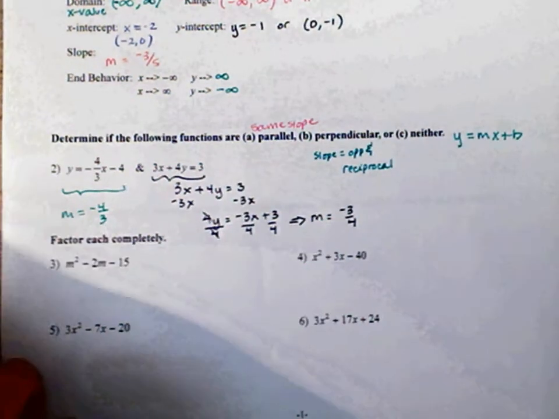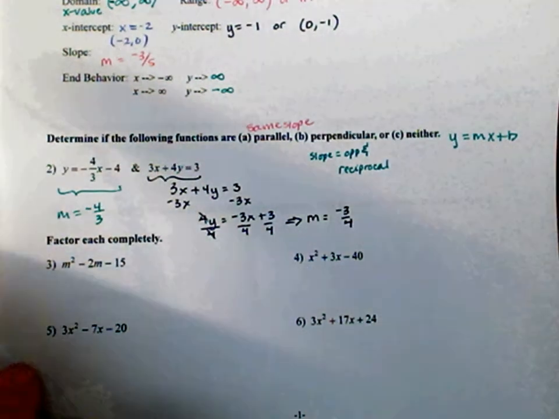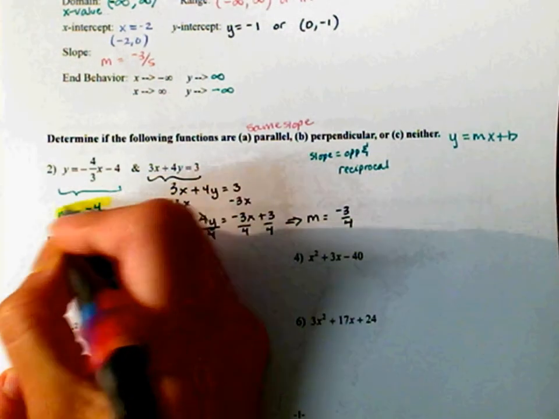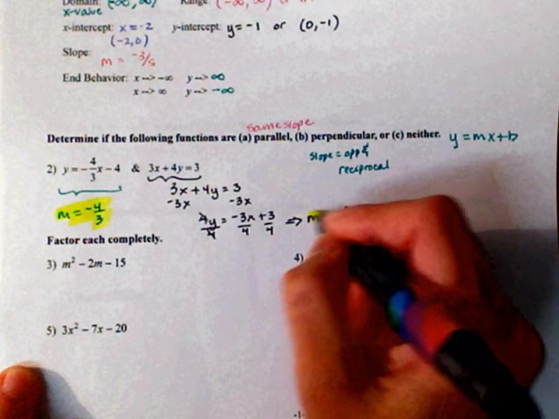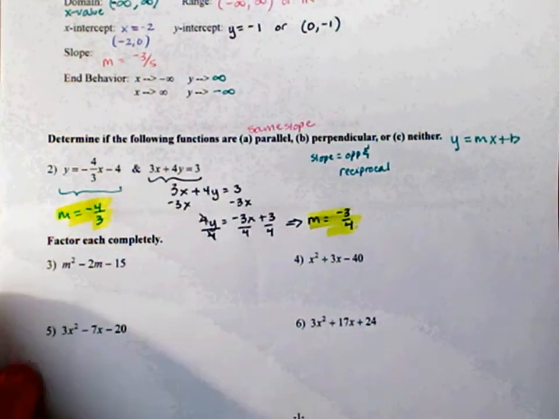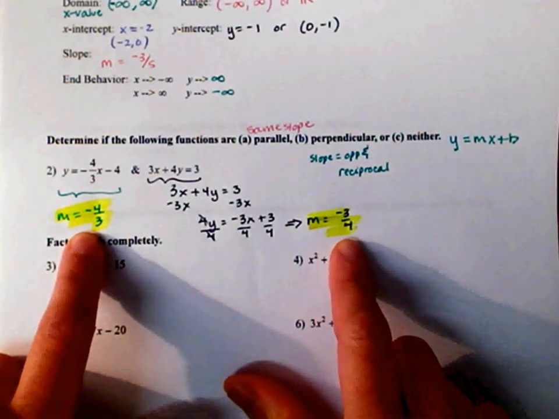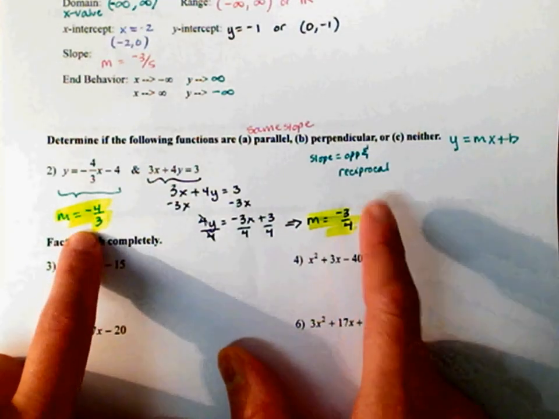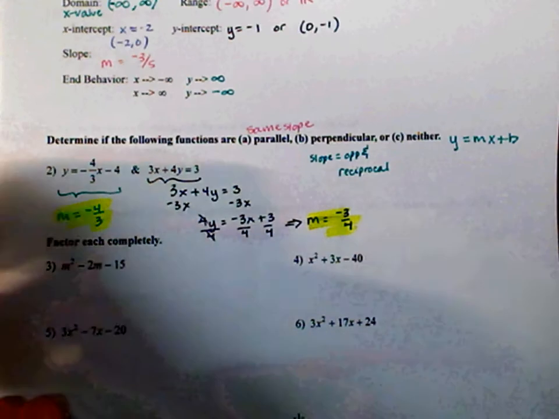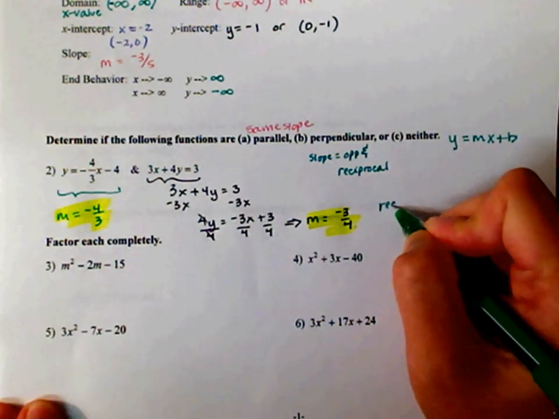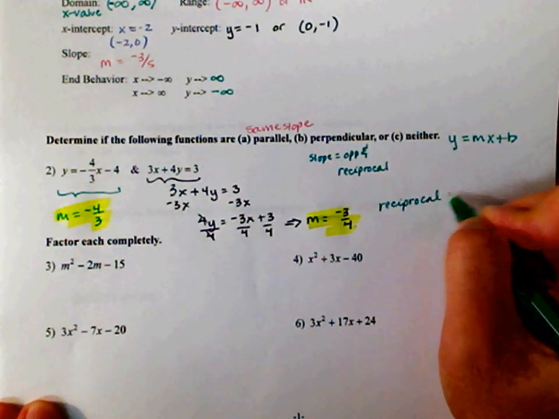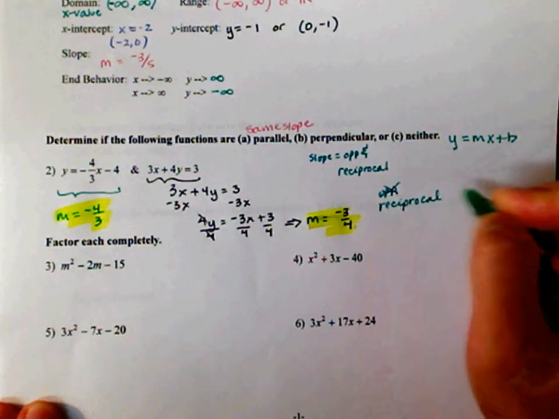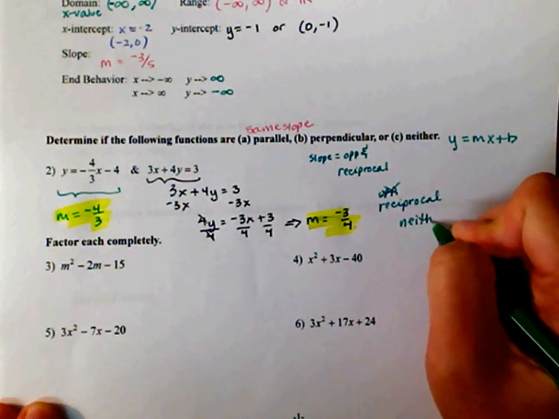So now we're going to compare the two. Here's one line. Here's another one. Okay? Are they opposite? No. But they are reciprocal. See how 4 over 3 becomes 3 over 4? They are reciprocal, but they are not opposite. So this one is neither.